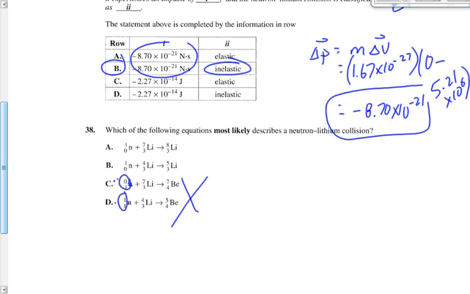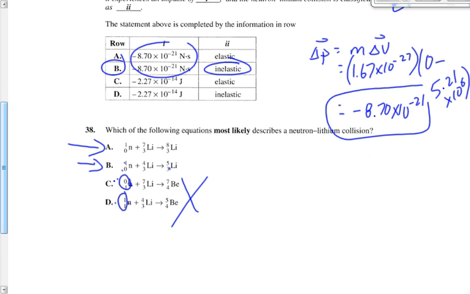Which one works? Let's balance them out and see which one fits. 1 plus 7 is 8. 0 plus 3 is 3. That seems to work. 1 plus 4 is 5. 0 plus 3 is, oh, wait, that seems to work as well. Not a big fan of this question, I'll be honest with you, because when I saw this for the first time, I expected one of them to balance and the other one not to balance. They're both possible. They're both conceivable, right?